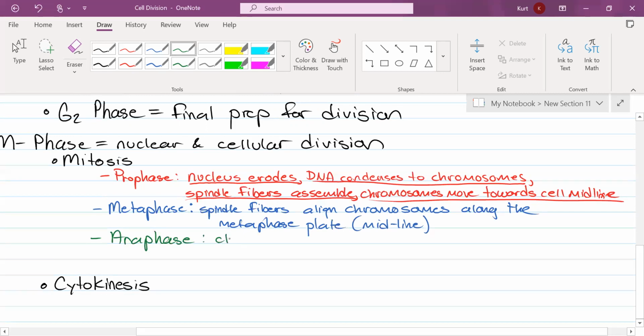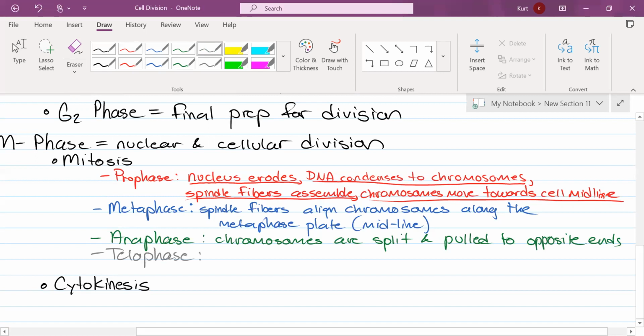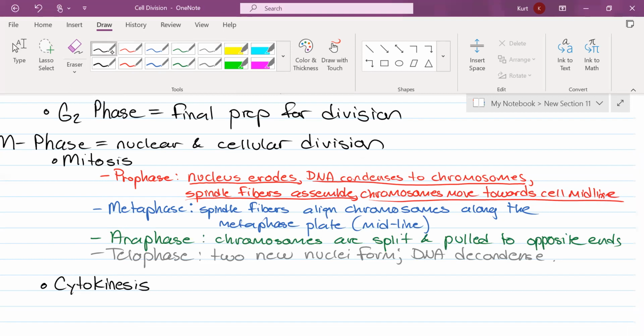Anaphase. Chromosomes are split and pulled to opposite ends. And finally, telophase. Two new nuclei form. DNA decondenses. It's no longer in chromosome form. And again, I'm going to draw all this for you tomorrow for all you visual learners. Cytokinesis, the cell physically divides into two cells. And that's it.